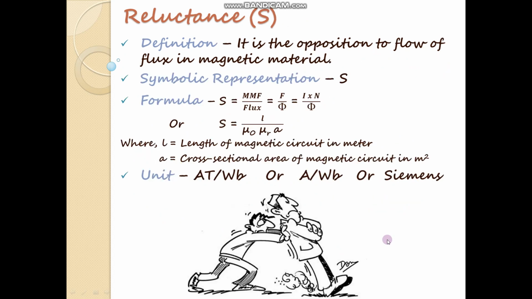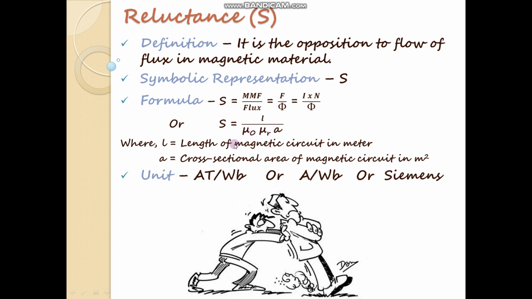Now the reluctance. Reluctance is the opposition to the flow of flux in magnetic material, which is similar to the resistance in electric circuit. In electric circuit, resistance opposes the current, and in magnetic circuit, reluctance opposes the flux. The reluctance is denoted by the letter S and is given as the ratio of mmf upon flux, or another formula is the ratio of L divided by mu 0 mu r A.